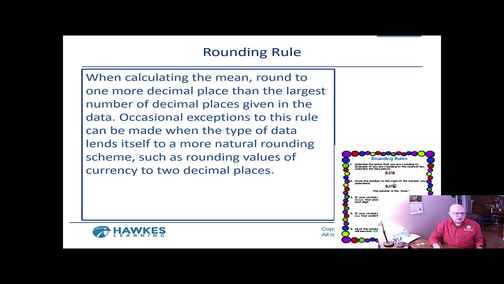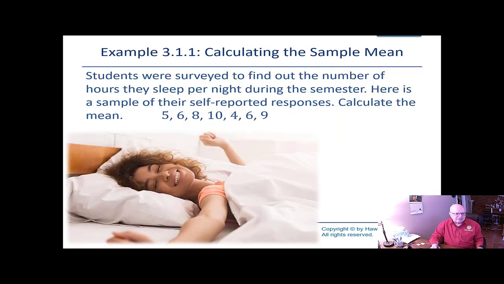Rounding, usually use one more decimal place than what the data have. And when you're using money, just stick with 2 decimal places.